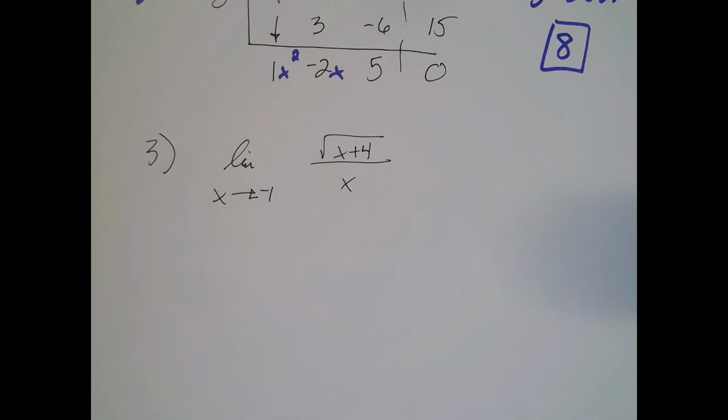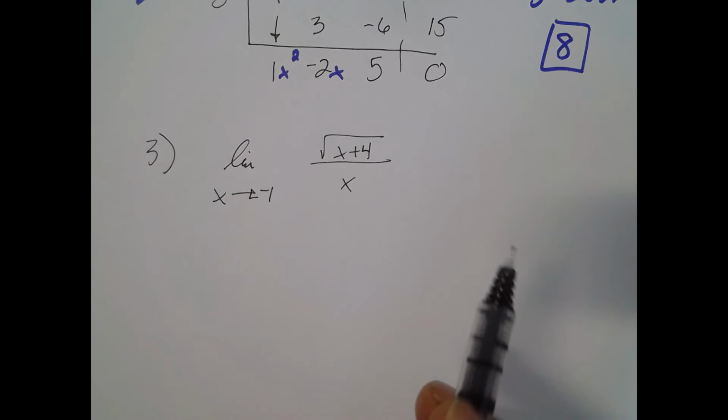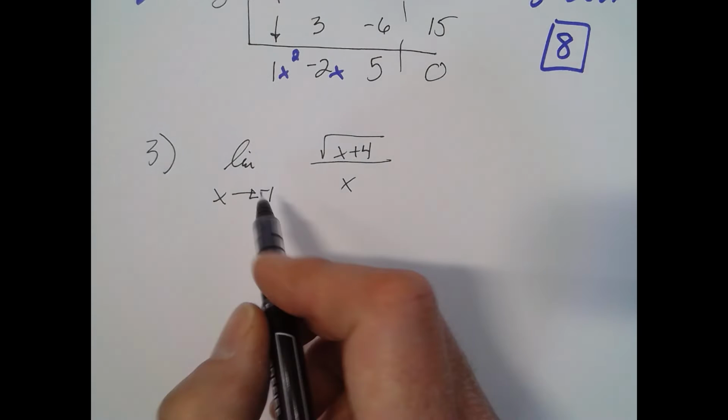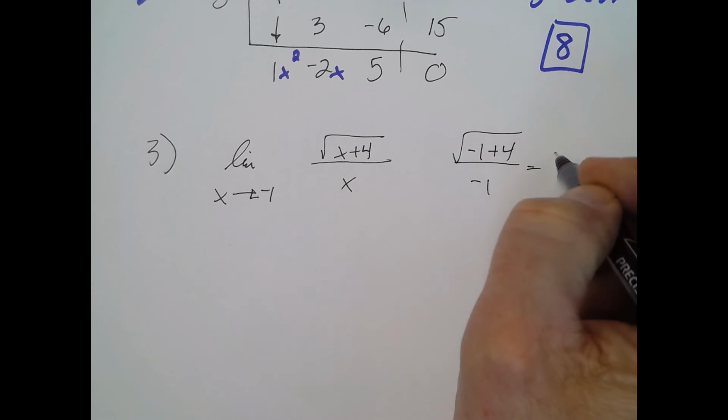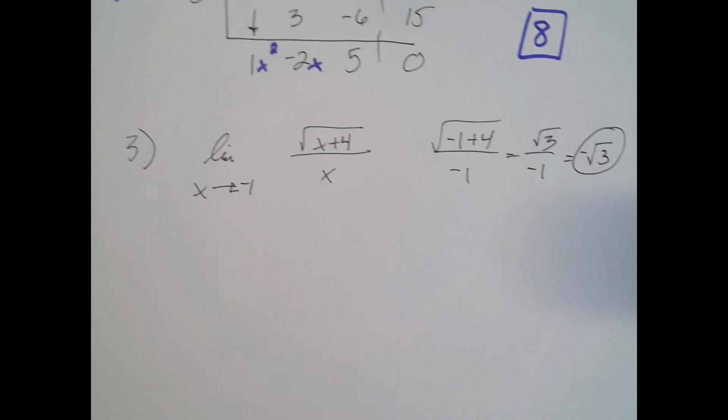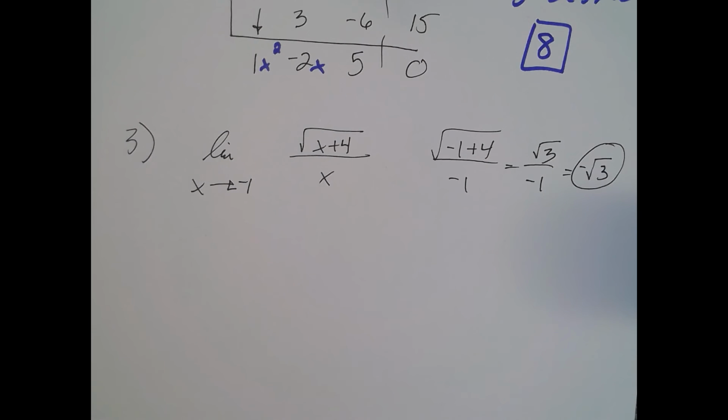Give that a shot. All right, I gave you some time to think about this. Did anyone come up with a solution? Claire, what do you got? So she just plugged in -1 right away. So square root of -1 plus 4 over -1, which is the square root of 3 over -1, which is negative square root of 3, whatever that is. Okay, so don't be doing a bunch of algebra if you can use direct substitution. So you should try that. If it doesn't work, then you have to move on to another technique.